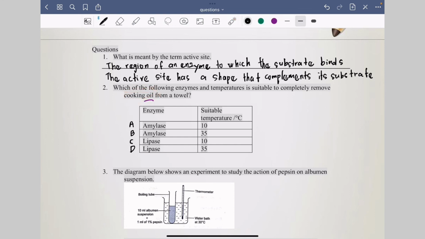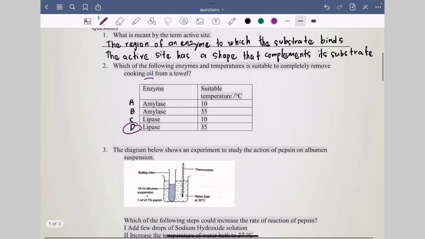It is an unsaturated fat and mostly composed of lipid, and this lipid needs the enzyme lipase, and the temperature must be at optimal temperature so that all the reactions can take place. So the answer should be D, because optimal temperature is our own body temperature, which is 37 degrees Celsius. Okay.